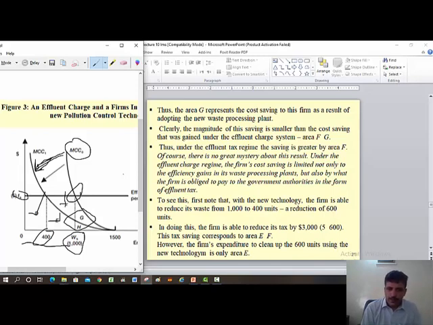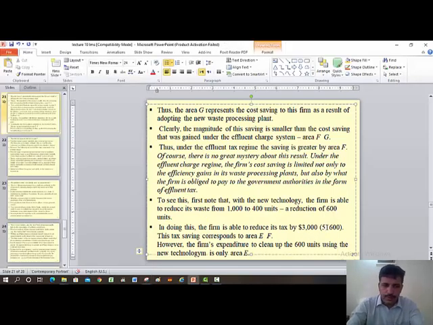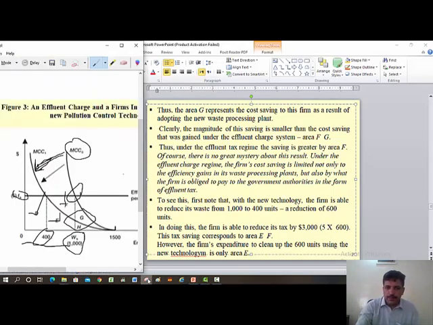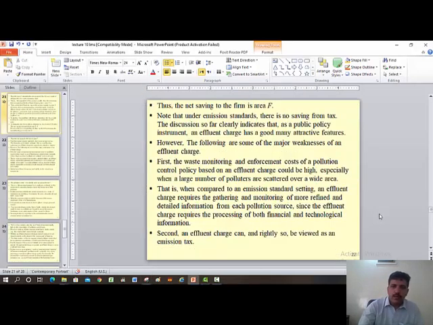This means that in doing so, the firm is able to reduce its cost by 3,000, because if 600 is controlled, and you multiply the 600 by 5, we see that by adopting new technology about $3,000 are saved, and this corresponds to the area E plus F. However, the firm's expenditure to clean up the 600 units using the new technology is only E.